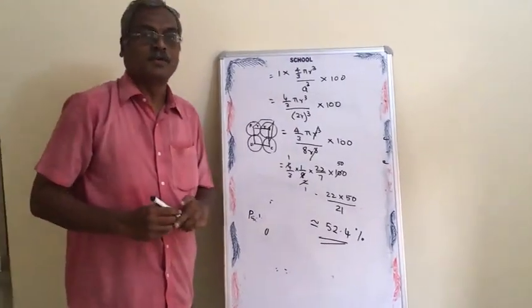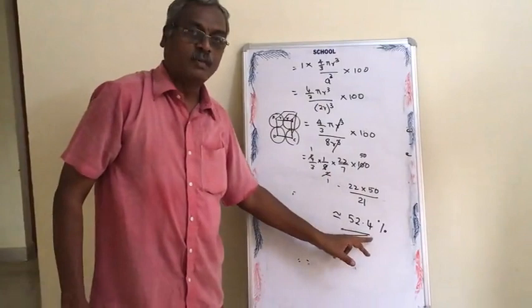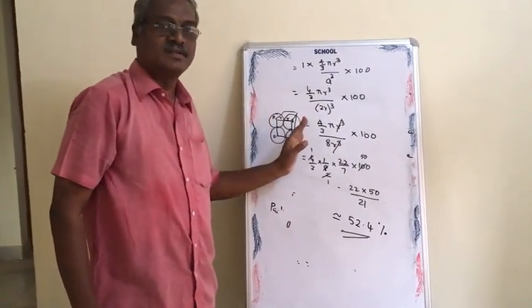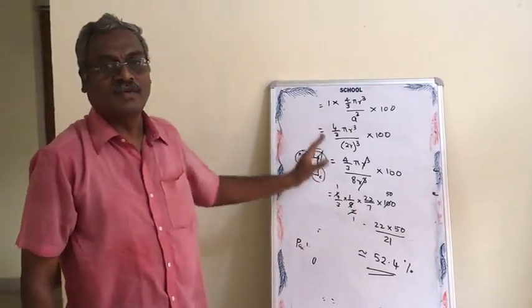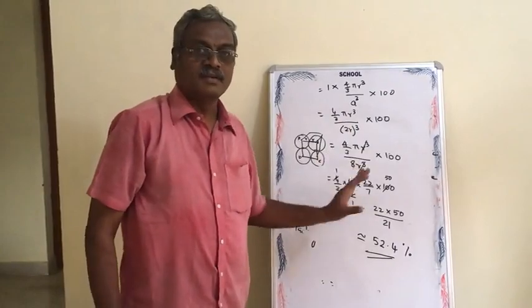For simple cubic. So what is the meaning of this? In simple cubic, 52.4% is occupied by the spheres, isn't it? So do you understand that? So that is how we can calculate the packing efficiency for a simple cubic. Okay, thank you.